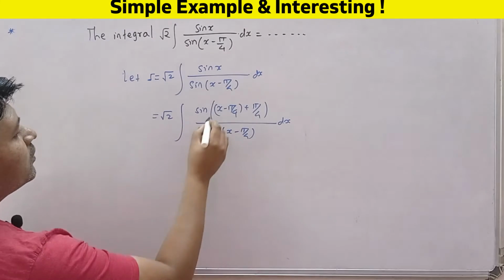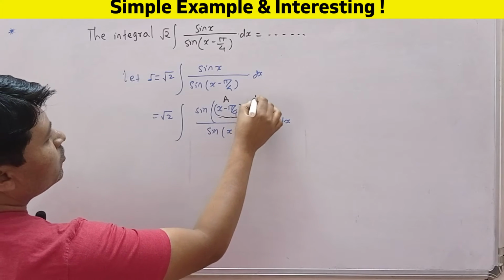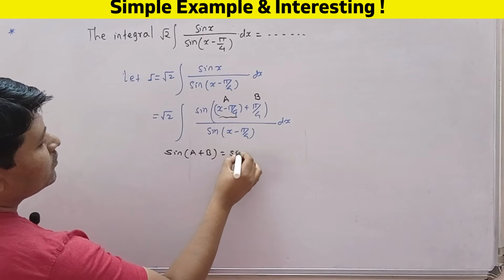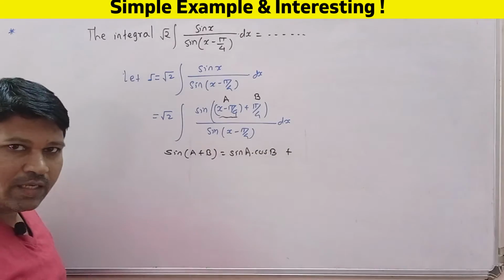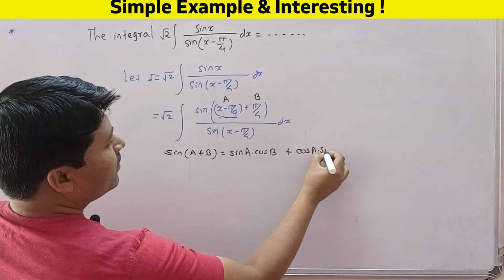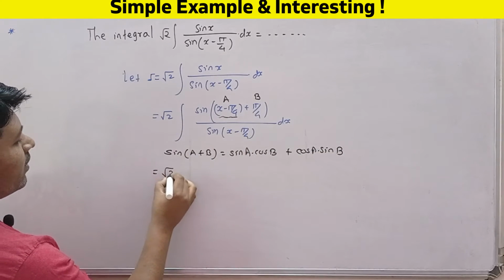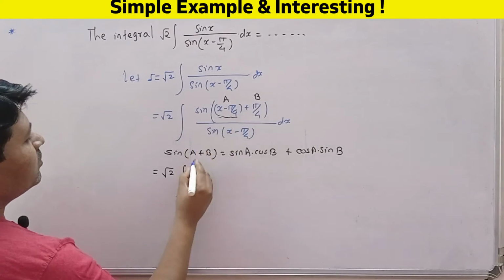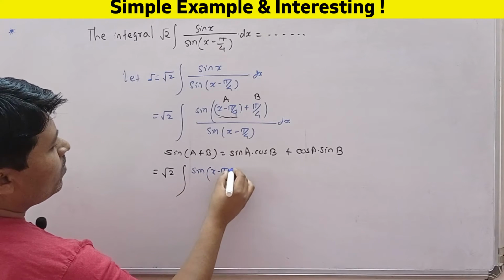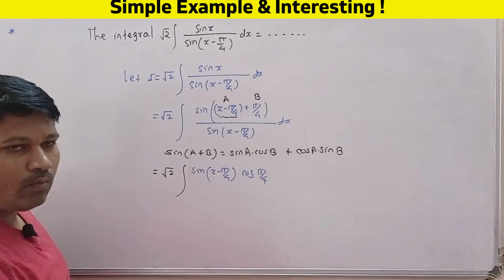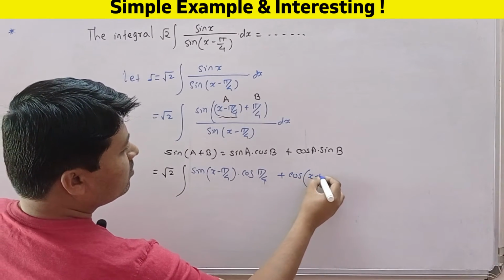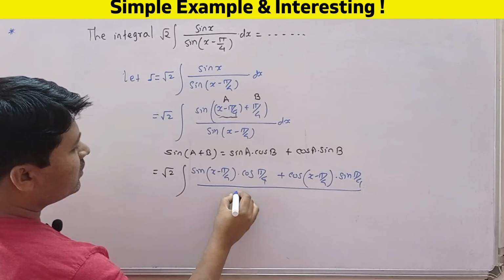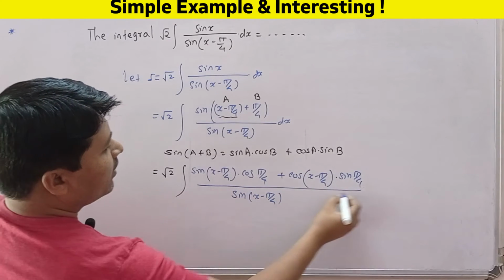And we know that if we consider this term as a and this term as b, then the formula for sin(a plus b) is equal to sin a cos b plus cos a sin b. Therefore we can apply the formula in the above integration: sin a, that means sin(x minus pi by 4), into cos b, that is cos pi by 4, plus cos(x minus pi by 4) into sin b, that is sin pi by 4, divided throughout by sin(x minus pi by 4), bracket complete, dx.